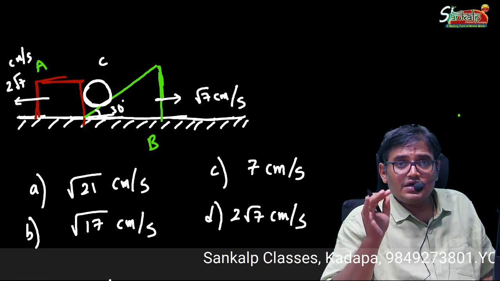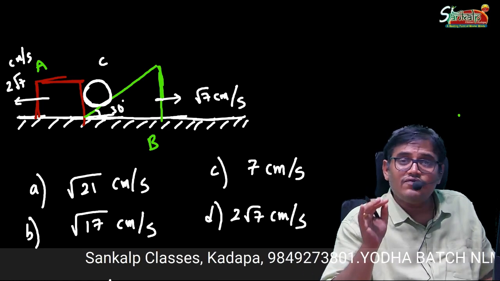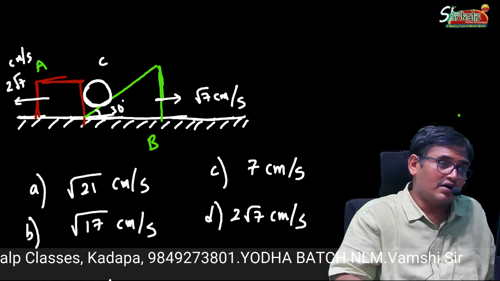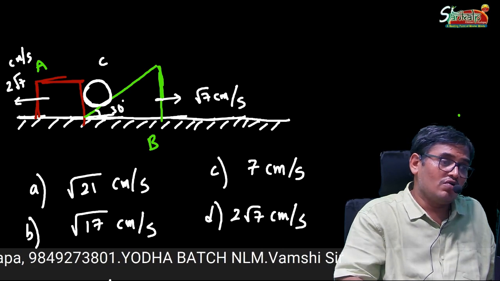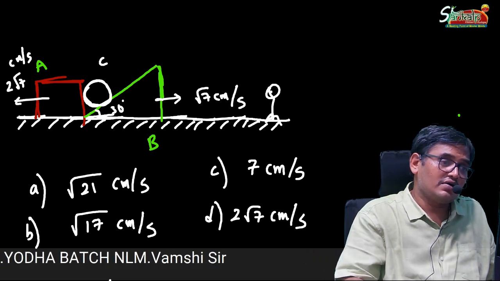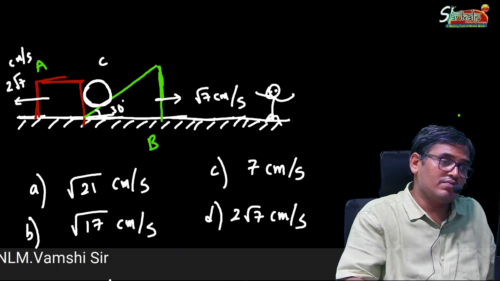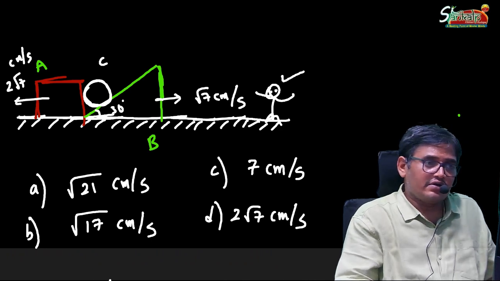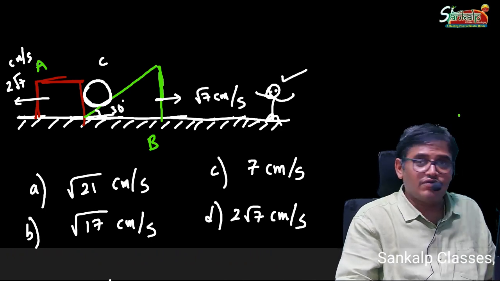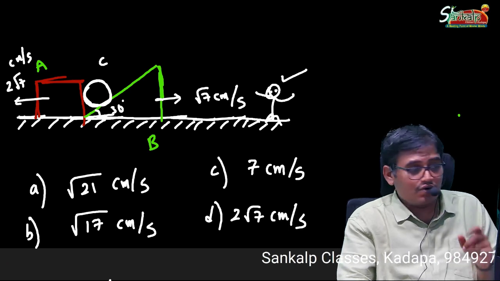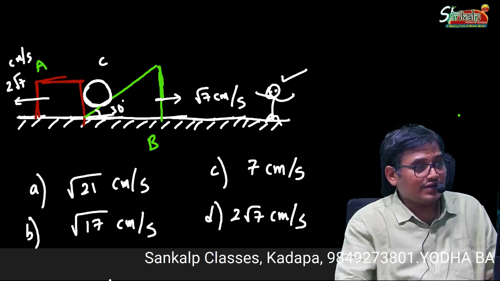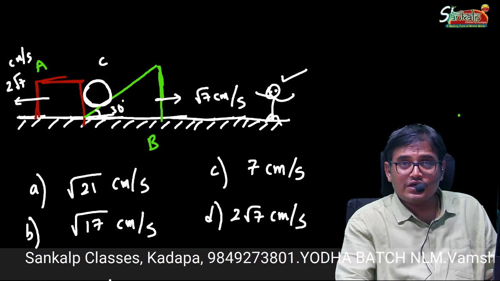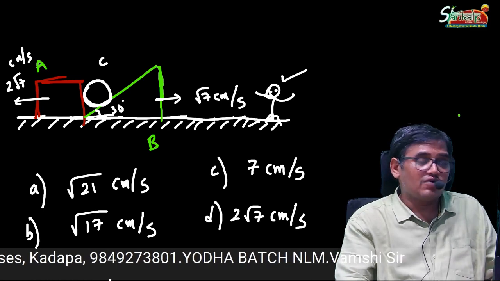Three mass systems have three different velocities with respect to which observer? Ground observer. Don't forget this observer. Ground observer is very important. Feel that this big boss is observing everything. Okay, the ground observer is observing A, B and C. What is he observing, the velocity of A?